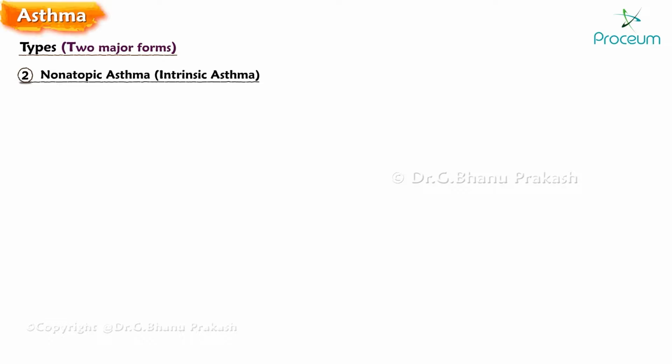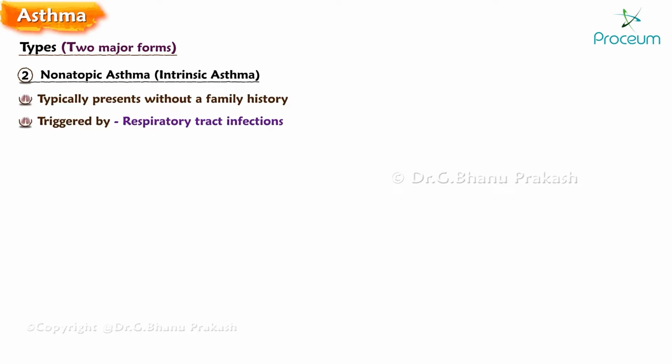2. Non-atopic asthma, intrinsic asthma. It is seen in adults. Typically presents without a family history. It can be triggered by respiratory tract infections, chemical irritants, or drugs.